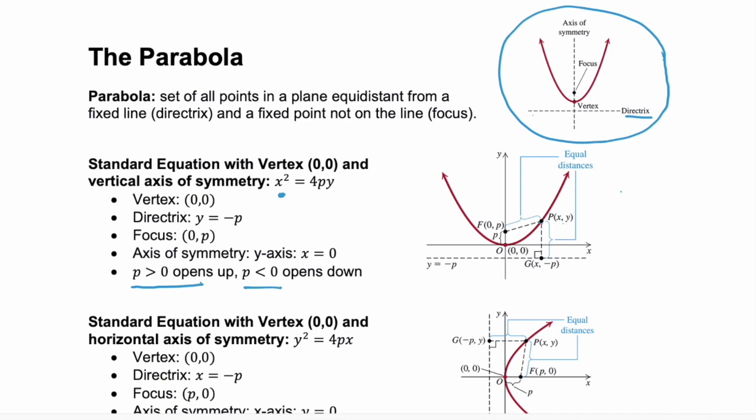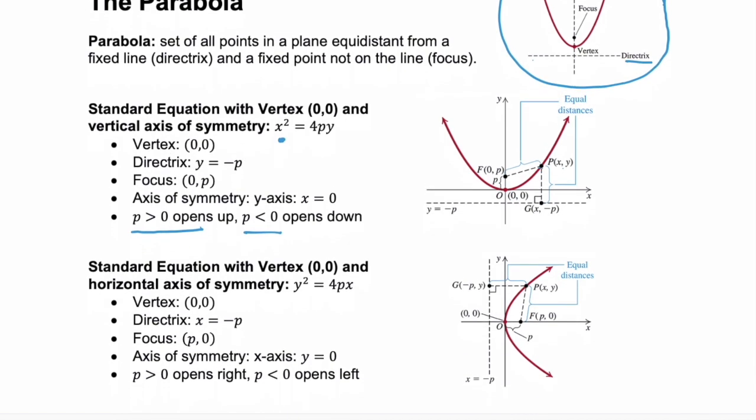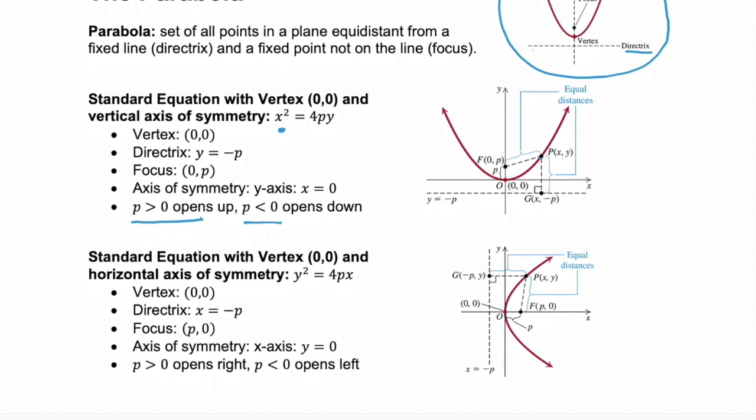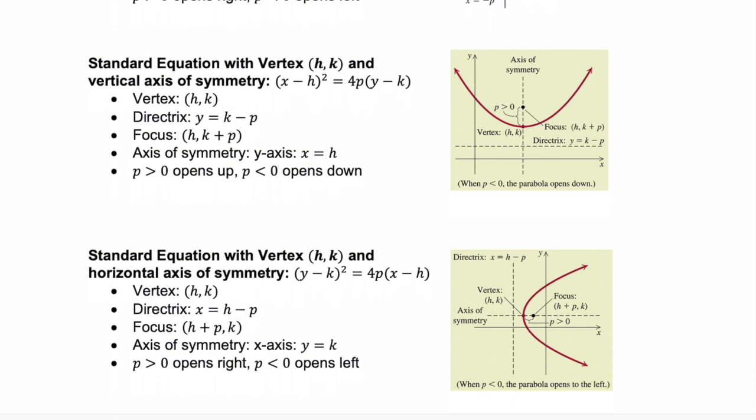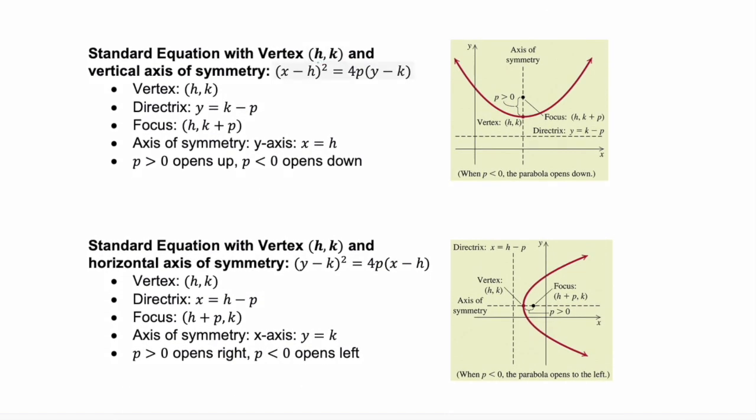Okay, so we went over this first example, vertex 0, 0, and it's an x squared, so it'll open up or down. The next possibility is keeping the vertex again at 0, 0, the origin, but if the parabola opens to the right or to the left, then you have a y squared parabola. Now, what if either of these shifts? It shifts up or down or left or right. Well, a shift is going to give you a different equation for the parabola because that vertex is now a point other than the origin.